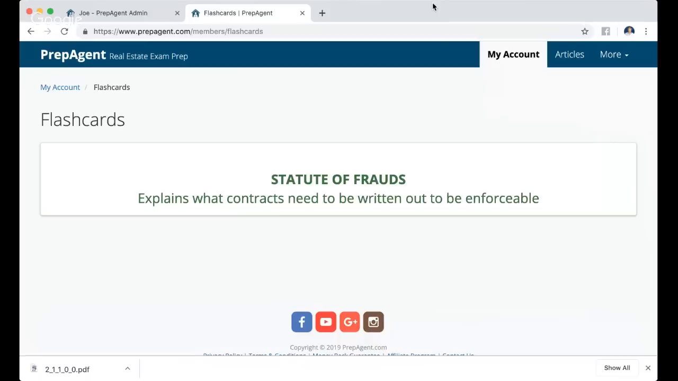Now, if a contract does not have one of those elements, what is it? Is it voidable or void? Okay, it would be void. By definition, a void contract is a contract that lacks one of those elements. People often ask me, what is the difference between unenforceable and void?